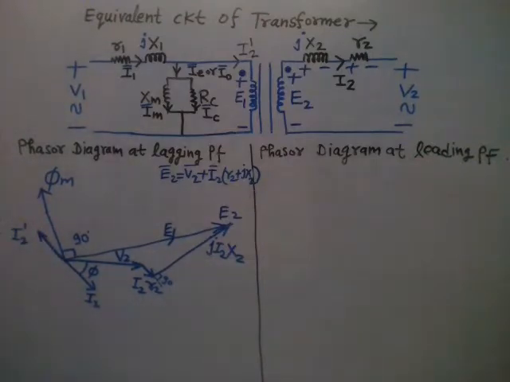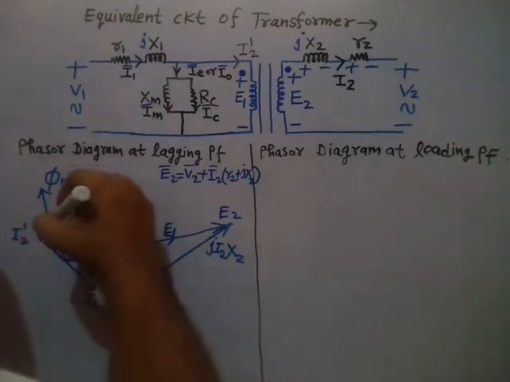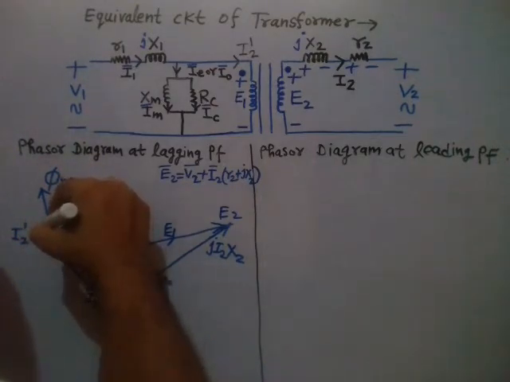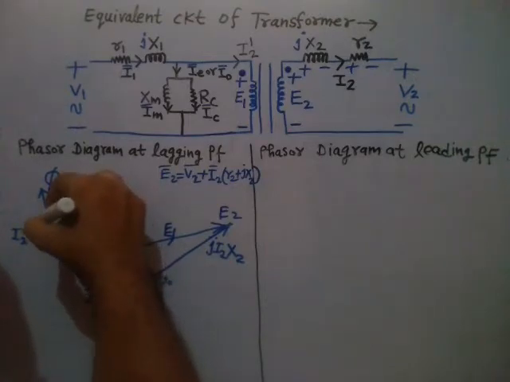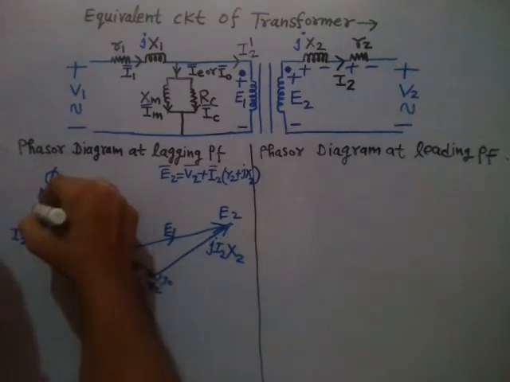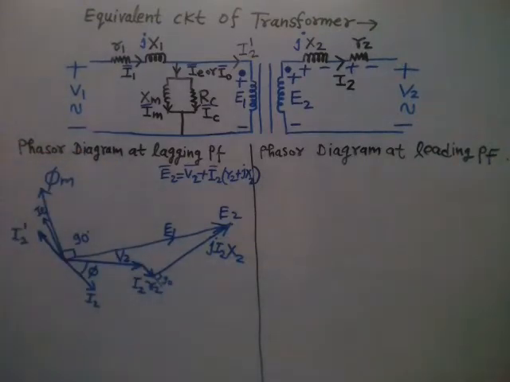And I also told you that exciting current is almost in phase with the mutual flux, because it is produced by this mutual flux. So almost it is in phase with mutual flux. So you can draw this IE like this, almost in phase with mutual flux, right? So this is basically the exciting current or no load magnetizing current.